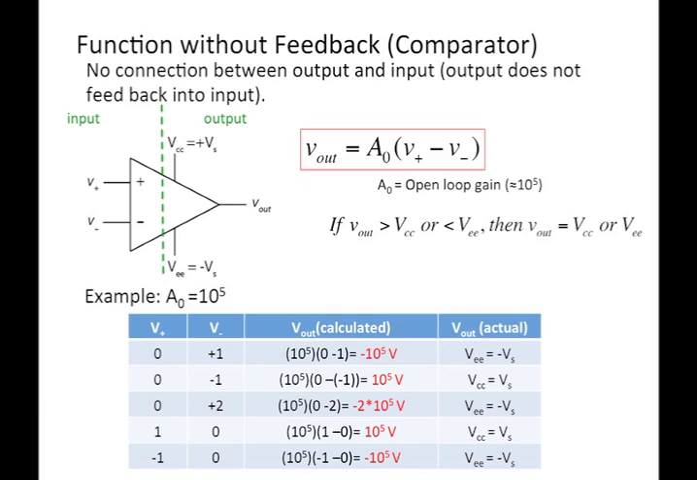Typically A naught is designed to be really large. It's on the order of 10 to the fifth. So you could imagine if you had a 1 volt difference on the inputs, multiplied by 10 to the fifth, then you should have an output somewhere on the order of 10 to the fifth volts. If you stop and think about that, you'll say that's not really possible, and you're right. The limit is really going to be whatever power supply you're supplying it with.